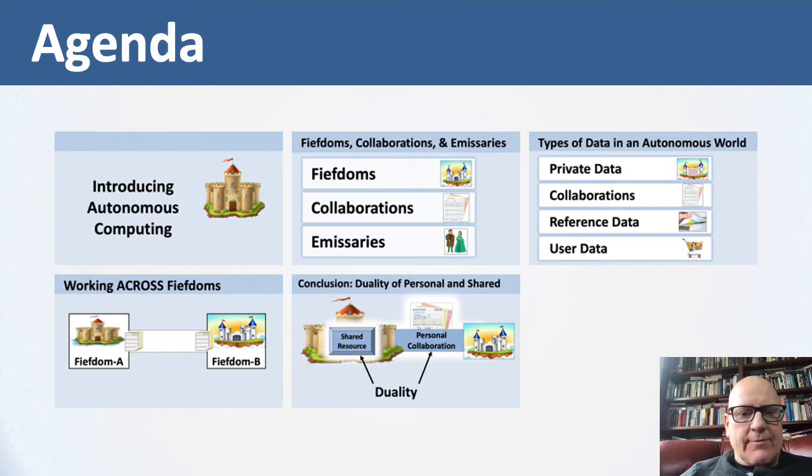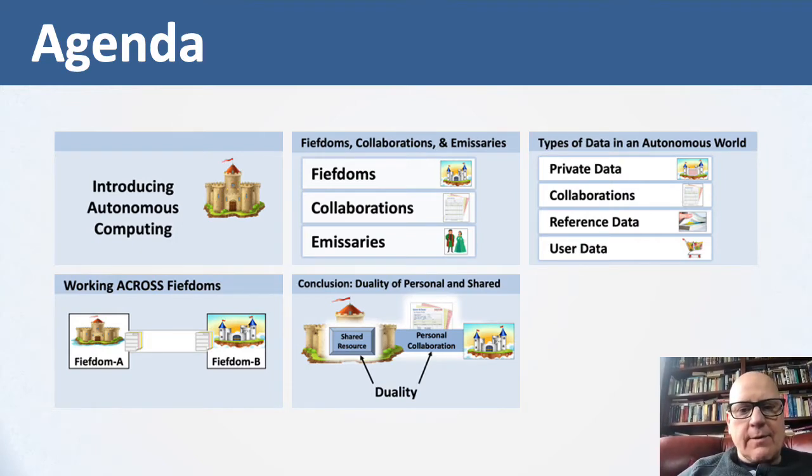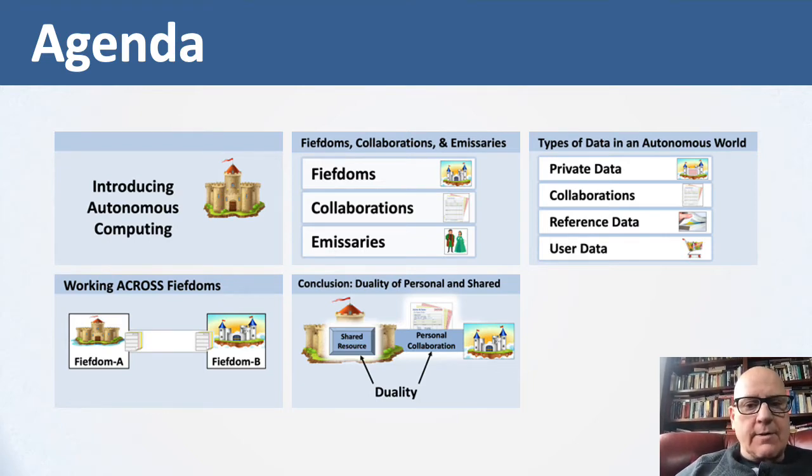Let's look at the agenda for today's presentation. We're going to introduce autonomous computing. We're going to talk about the three major pieces that go on inside of this pattern: fiefdoms, the autonomous boundary; collaborations, the sequences of messages that are related to each other to do some long-running work across boundaries; and then emissaries, which is code running outside of the autonomous boundary that helps you fill out the messages that you need to do work. Then we're going to talk about the types of data in this world.